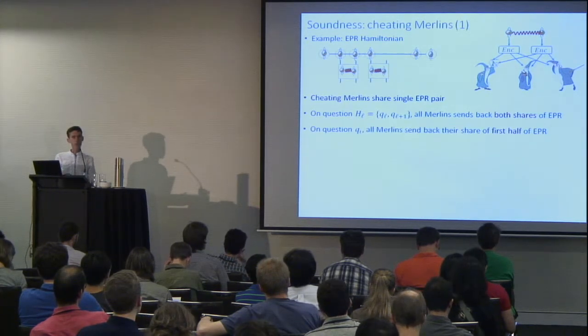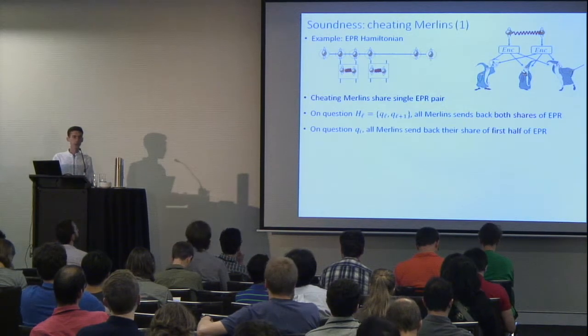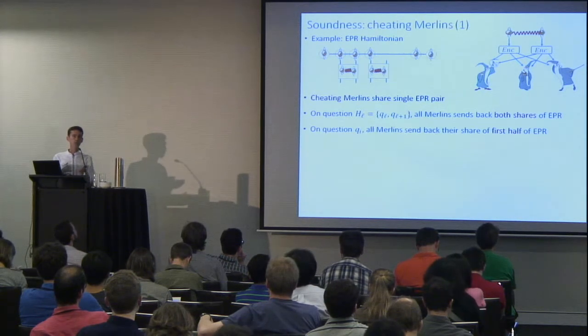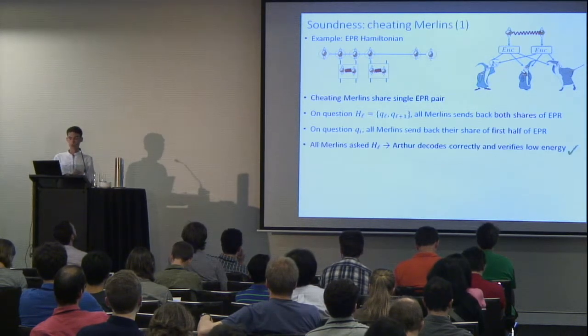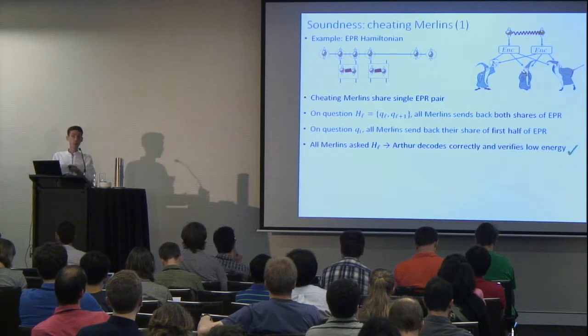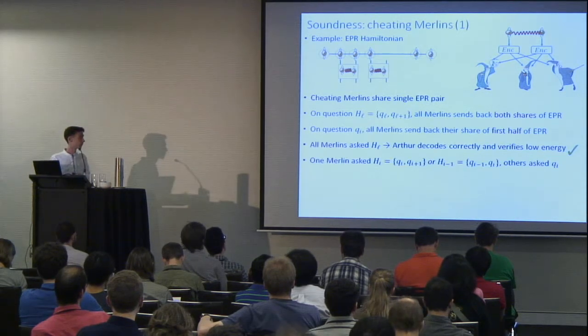That's what they can do, right? And then if they're asked just a question that's a single qubit, but they're not told which Hamiltonian I'm interested in, then they have to decide if they send the first share or the second share. So in order for them to be consistent, let's imagine they always send back the first share. So in the first test, this is going to work out fine, just as before. Any Hamiltonian I'm interested in, both of them are going to send me back both of their shares. I'm going to decode an EPR pair correctly, verify this is an EPR pair, things are just fine.